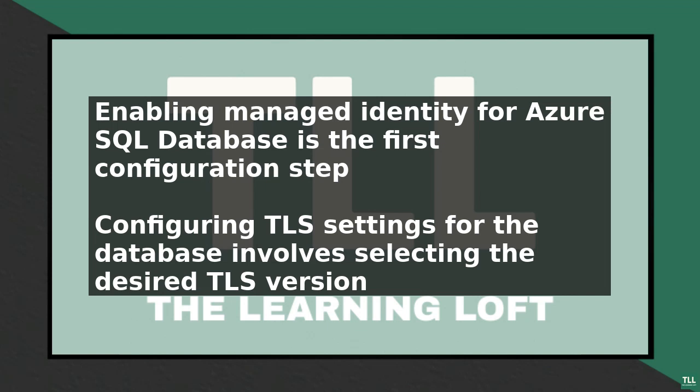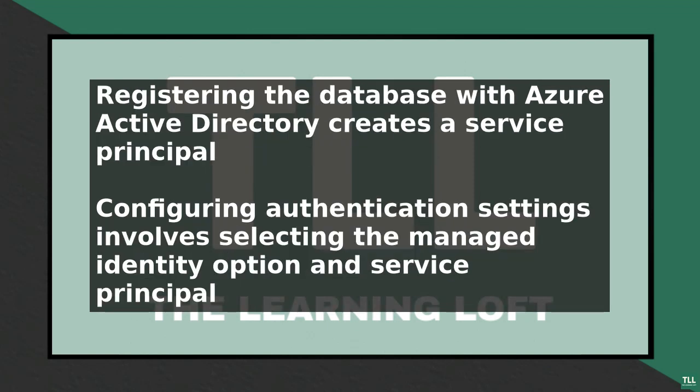After configuring the TLS settings, you need to register your database with Azure Active Directory. You can do this by going to the Azure Active Directory tab and clicking on the Register button. This will create a service principal for your database in the Active Directory.